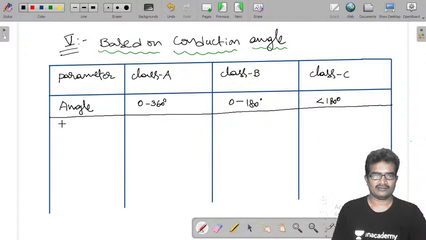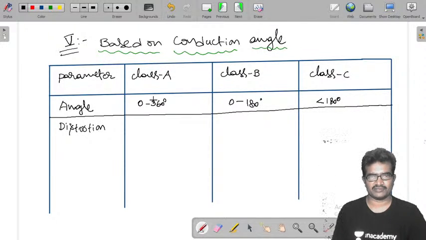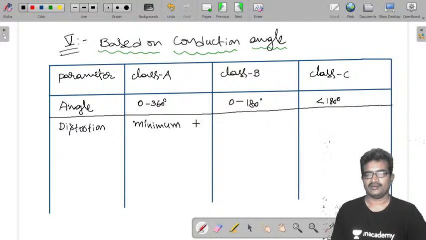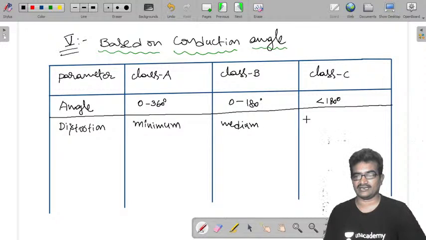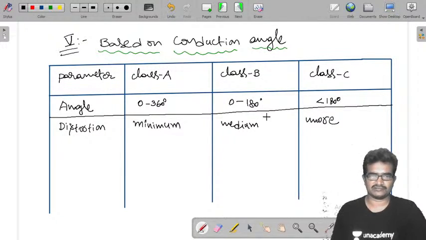Next one, distortion. Here minimum distortion, because class A is operating in linear region. Distortion is minimum. Here distortion is medium distortion. Here also, but in class C more distortion, because conduction angle is decreasing. More distortion. Minimum distortion, medium distortion, more distortion.